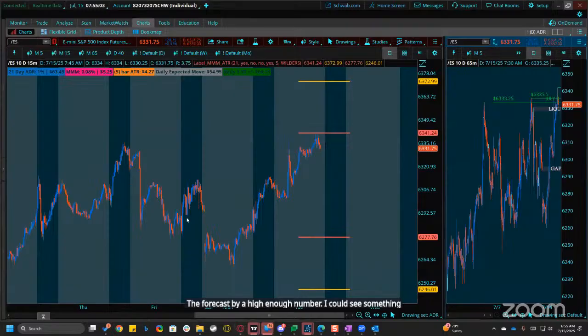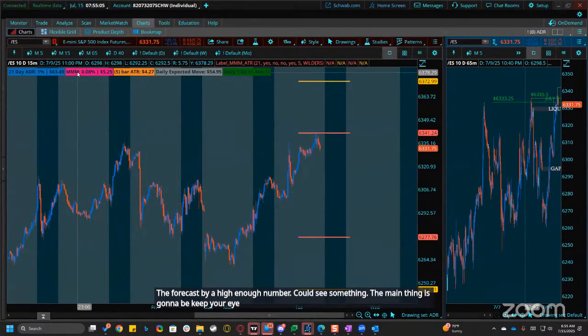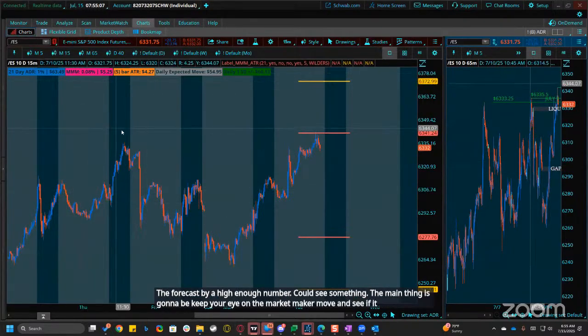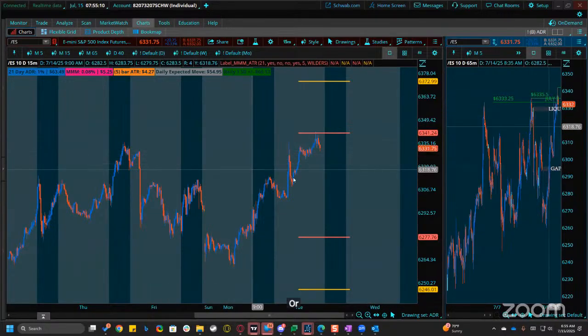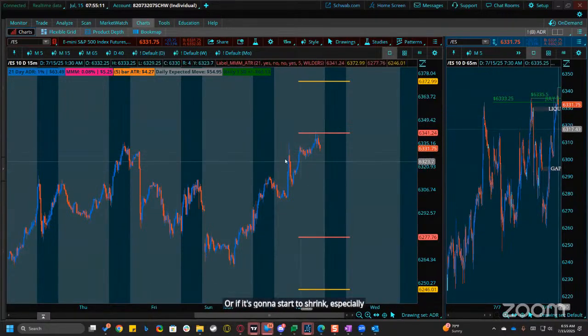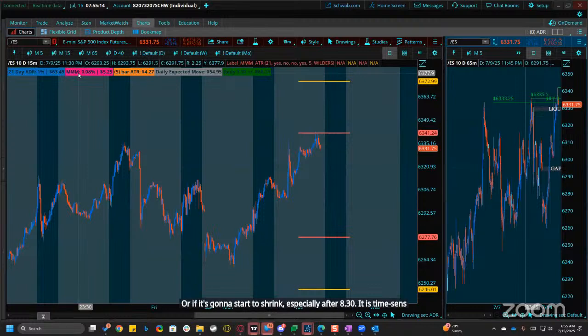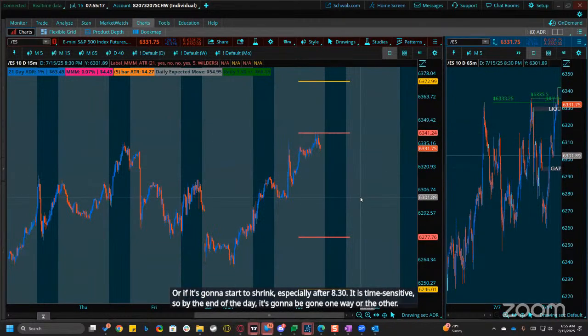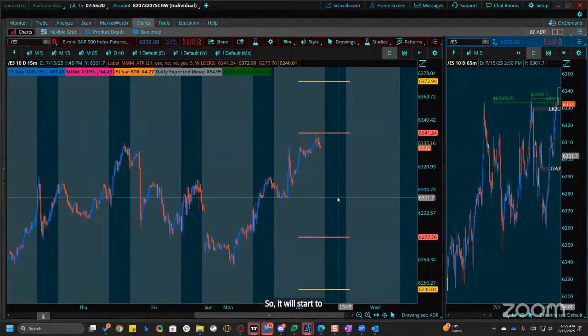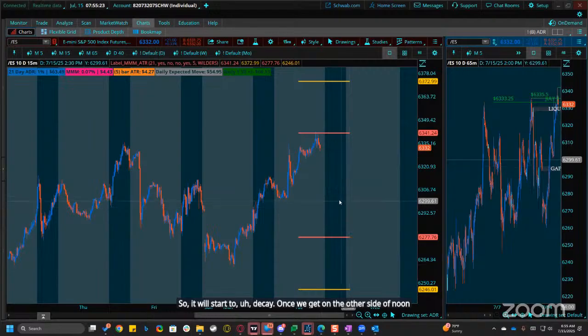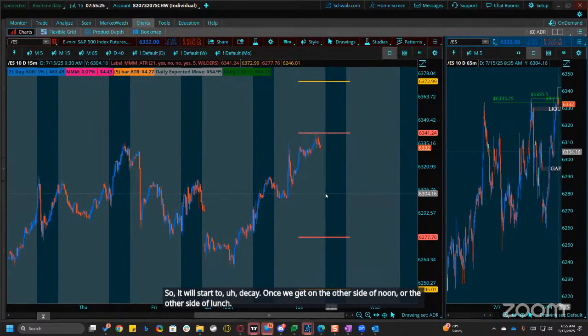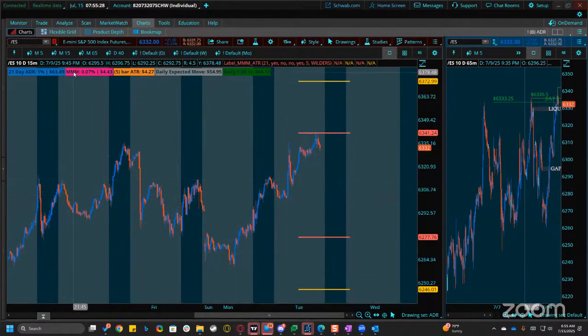The main thing is going to be keep your eye on the market maker move and see if it continues to grow or if it's going to start to shrink, especially after 8:30. It is time sensitive, so by the end of the day, it's going to be gone one way or the other. So it will start to decay once we get on the other side of noon or the other side of lunch. But we would want to see it disappear before then.